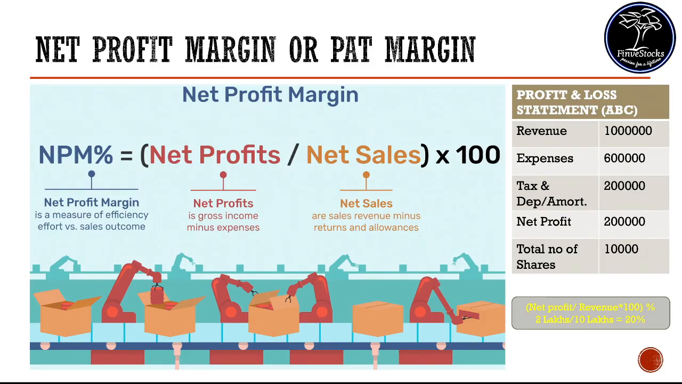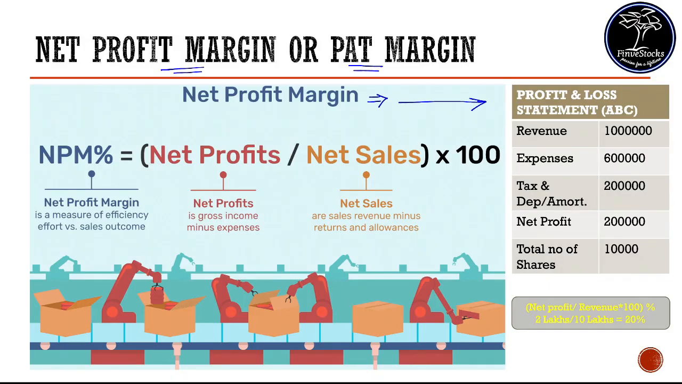The first profitability ratio is net profit margin, also called PAT margin. It tells us how profitable the company is. PAT margin tells us how profitable the company is at an overall level. So how to calculate the net profit margin? Net profit margin can be calculated from the profit and loss statement.